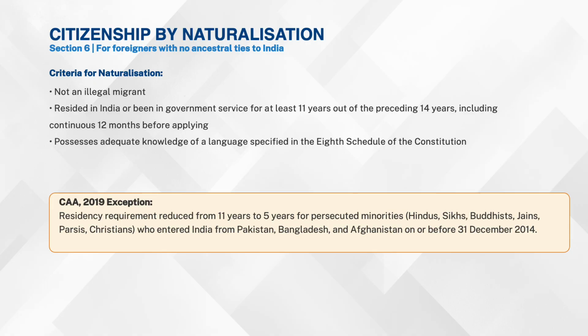Mother Teresa. She's Albanian, right? She became an Indian citizen by process of naturalization. Now, what's the condition? Number one, not an illegal immigrant. You have to reside in India for 11 years out of the past 14 years. Now it is the year 2026. The past 14 years means 2013 to 2026, right? Between those years, at least 11 years in India. That's the rule in order for you to be naturalized as an Indian citizen.